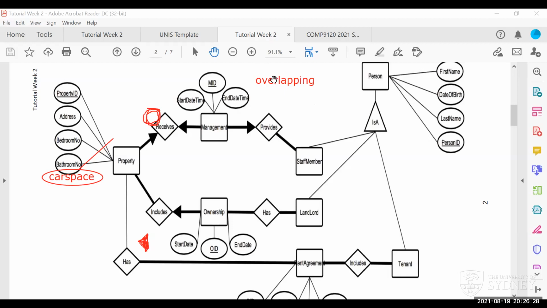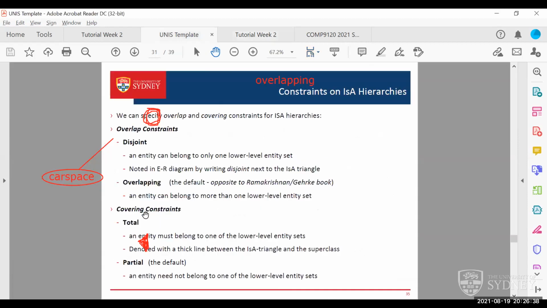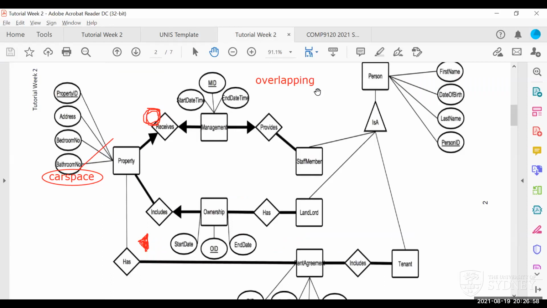What is the other default? So there are two constraints, right? So covering constraints and overlapping constraints. So let's have a look. So there are two different types of constraints for an is a hierarchy. One is the overlap constraint. It can be disjoint or overlapping. Overlapping is the default. The other one is the covering constraint, which can be total or partial. Partial is the default. In this case it is overlapping and partial, right? Because this is the default.